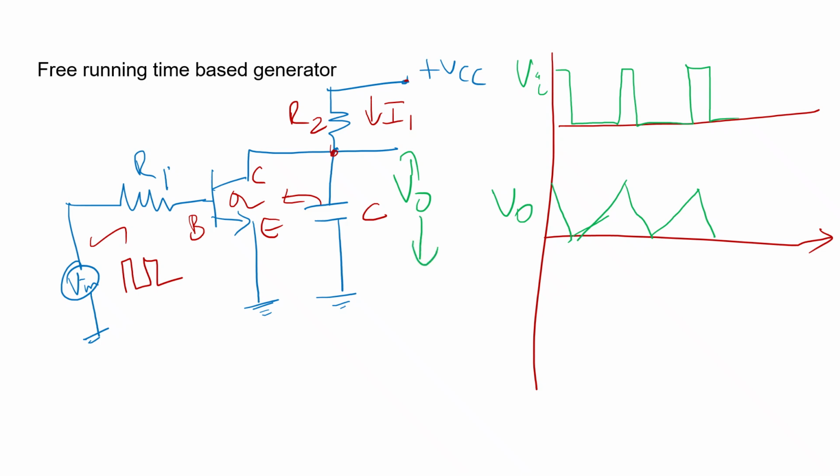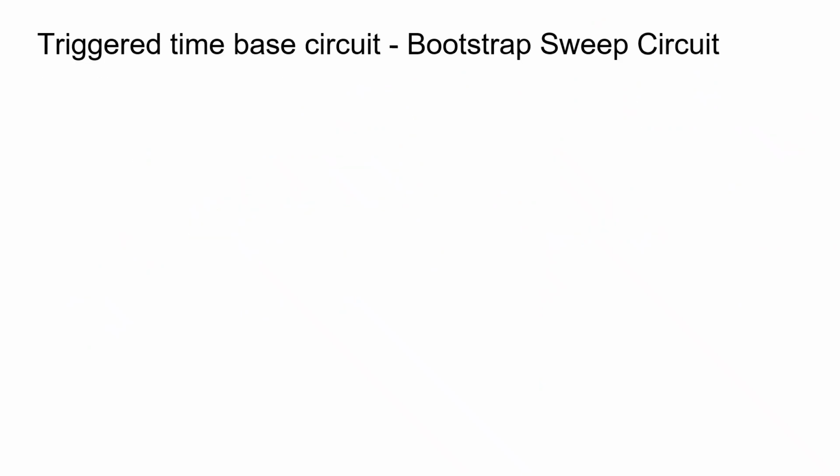This behaves as the pulse width for turning on the transistor, and by charging and discharging of the capacitor, we obtain a waveform as shown in the output voltage. Here, when the input pulse ends, the switch Q turns off and the capacitor starts charging and continues to charge until it receives the next input pulse. This is the free running time-based generator.